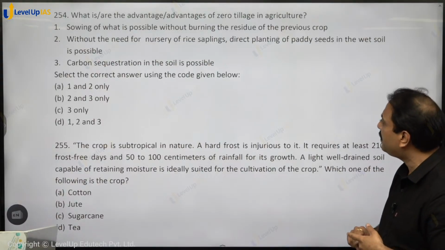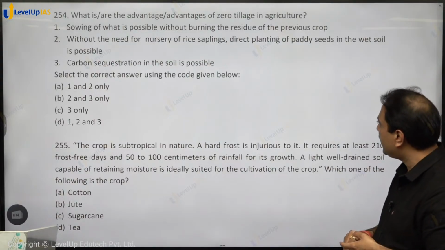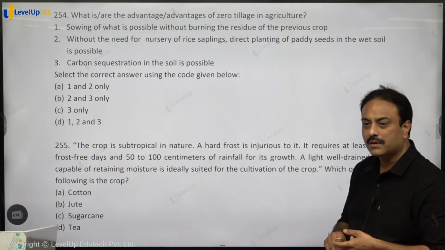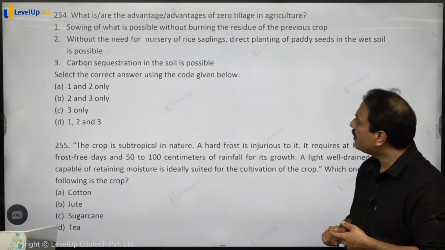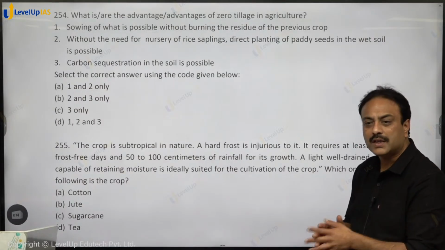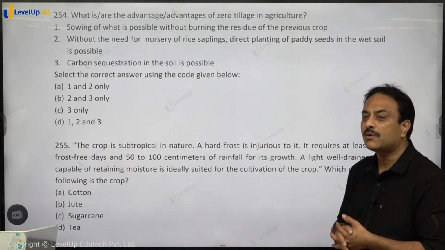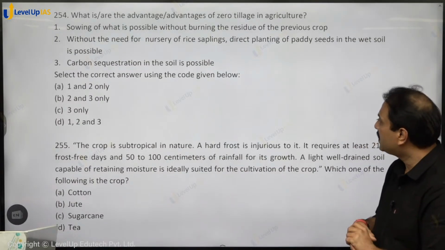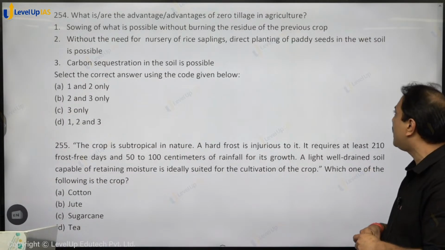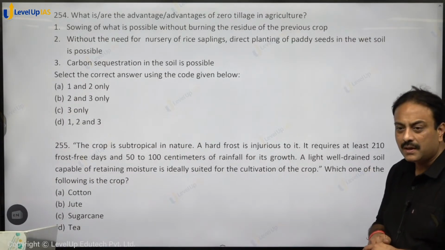Sowing is possible without burning the residue of the previous crop. Yes or no? With zero tillage, whatever you have to sow is possible. Don't burn the residue of the old crop. Without the need for nursery of rice saplings, direct planting of paddy seeds in the wet soil is possible. Direct transplanting is possible.